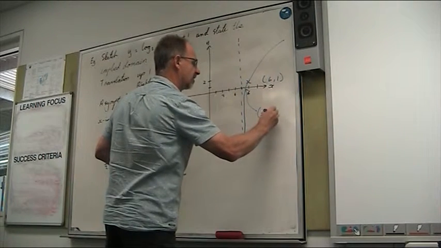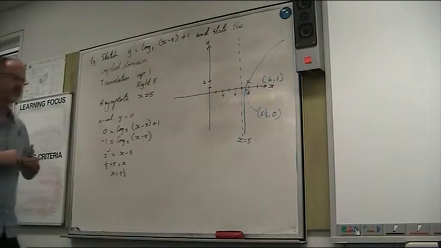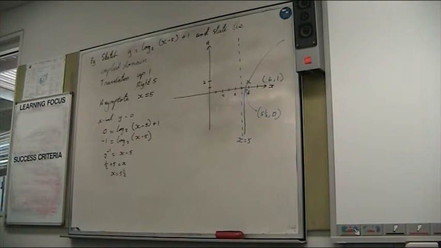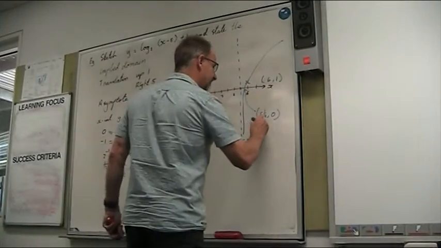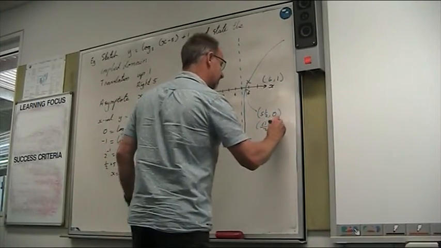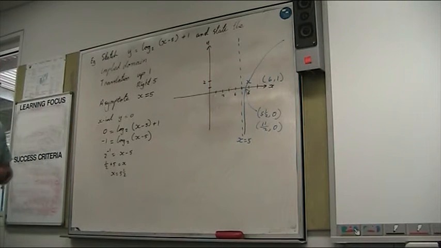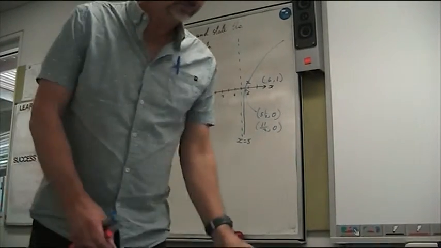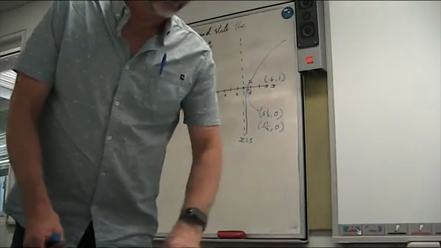Or would they want you to put it as an improper fraction? Probably should be as an improper fraction, yes. So probably should have it as 11 over 2 and 0. And there you go. That's the end of that.